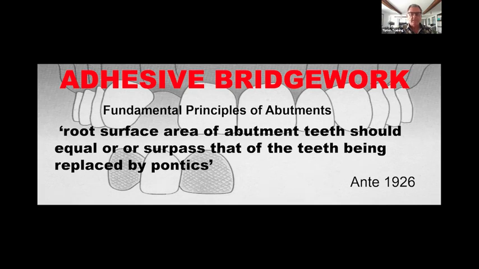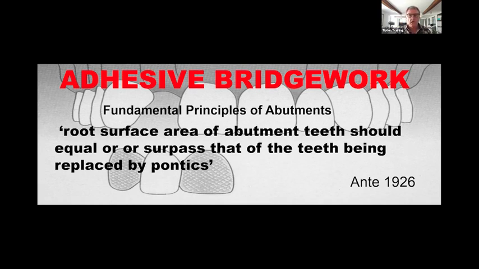So we go back to 1926, and Ante put forward his Ante's law, if you like, that the root surface area of the pontics should be equal to or should not exceed the root surface area of the abutment teeth. And in the 1970s, that was fine up to the 1970s. Work done by Lindhe and Nyman, two periodontists over in Sweden. They did long span bridge work, the periodontal prosthesis.